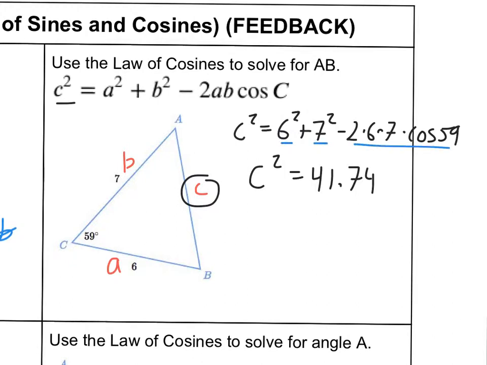If you don't have a scientific or graphing calculator, you've got to do each of these three pieces separately. Then you get 36 plus 49 minus whatever this is. You cannot do that all together. It will not do order of operations correctly and make that really hard for you to get a valid answer. When I take the square root of both sides, we end up getting the square root of 41.74, 6.45.